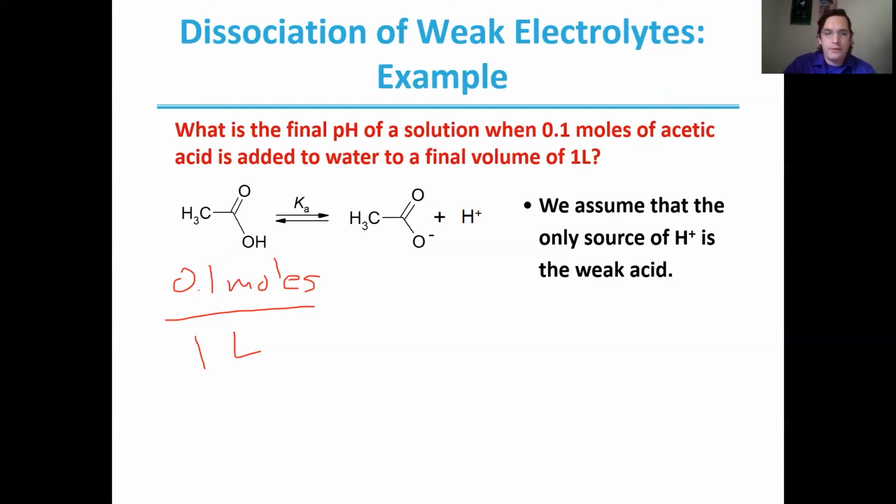So what we're going to need to do here is set up an ICE table in order to show us how much of our acid is going to react to produce the H plus ions.